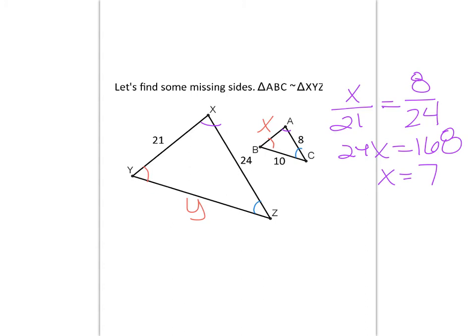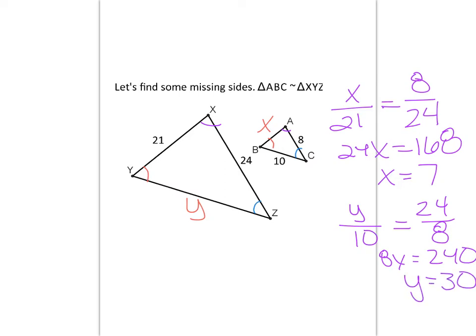Same thing with the Y. Y is on the here. So red and blue is to 10, as 24 is to 8. So 8y equals 240. So y would be 30. Simple enough.